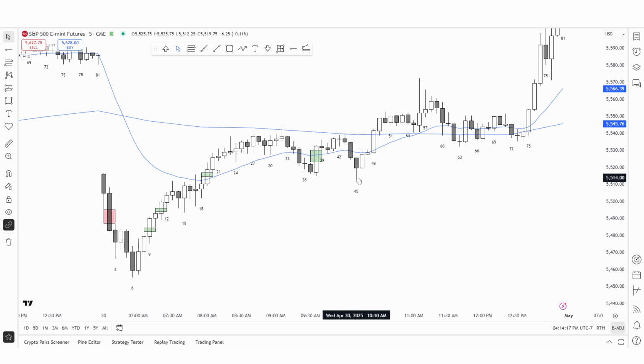41, bull bar closing out high. 42, it's a bar that rallied. So it sold off and it rallied, but closed out its midpoint. 43, bear bar, looking for a second leg down from here.